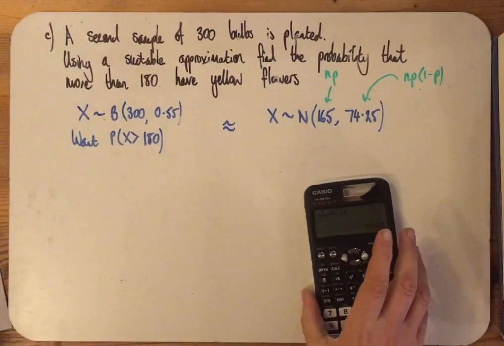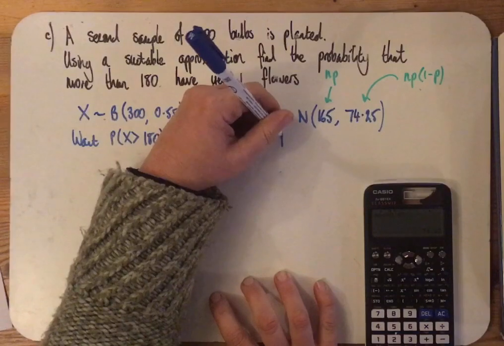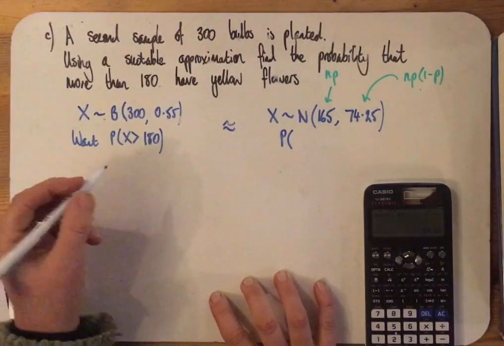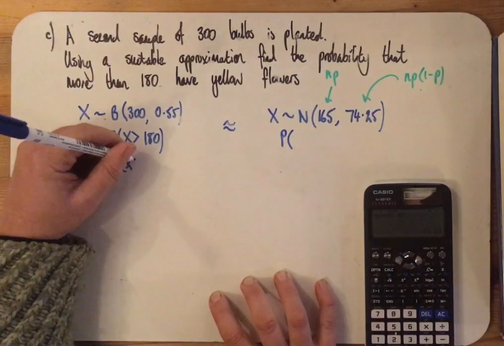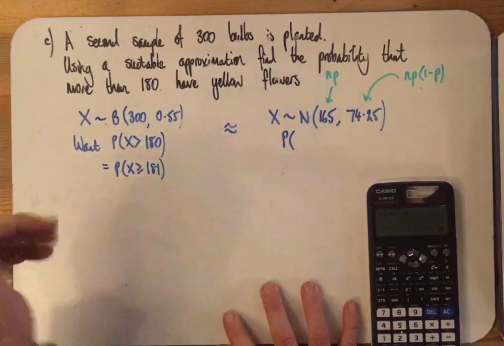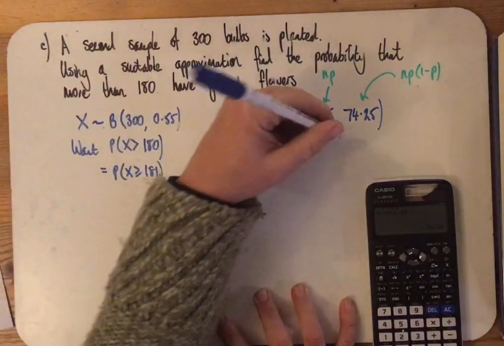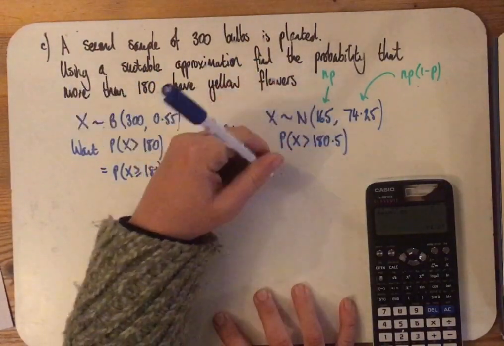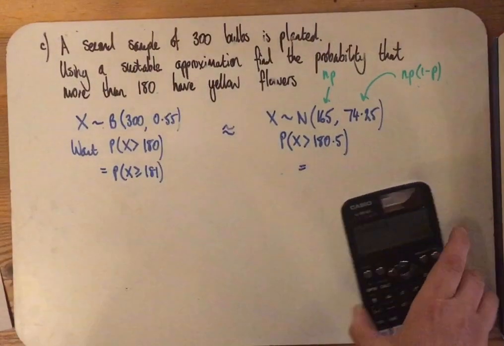And then you need to make the continuity correction or it will be wrong. So in a normal distribution, if X is bigger than 180 in the binomial, then X is greater than or equal to 181. So use that if it helps. So we would need X to be bigger than 180.5. And then you can just whack that through your calculator.